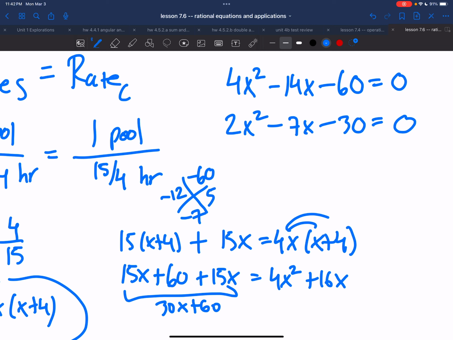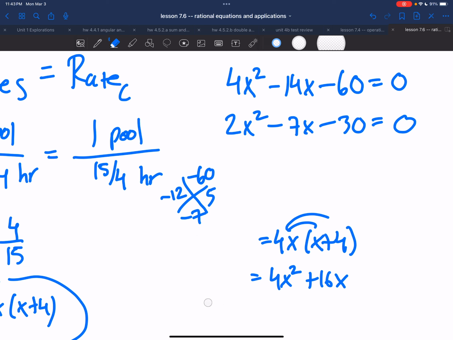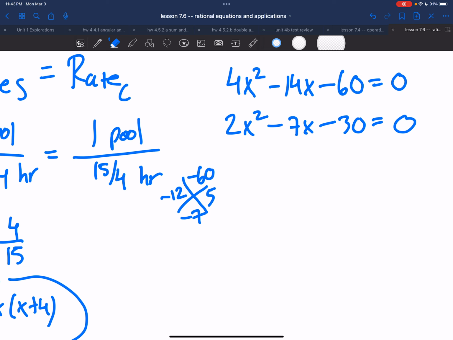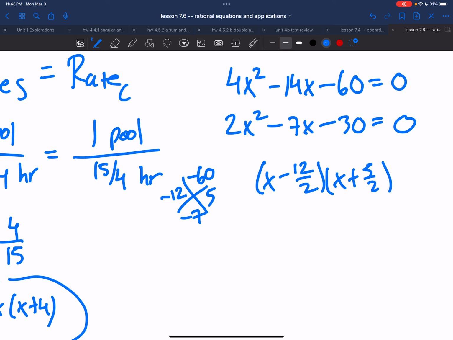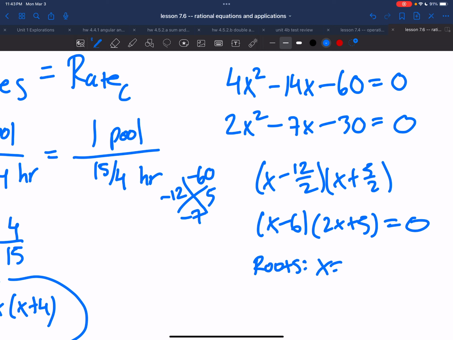I'm gonna do the kickback method for this. I do not endorse this method really, but it's effective. X minus 12 over 2 and x plus 5 over 2. Then that is x minus 6 times 2x plus 5. Remember, this equals 0. So what are the roots? The roots are x equals 6, so that makes 0. And then 2x plus 5, minus the 5, divided by 2, that's negative 5 halves, or negative 2.5.